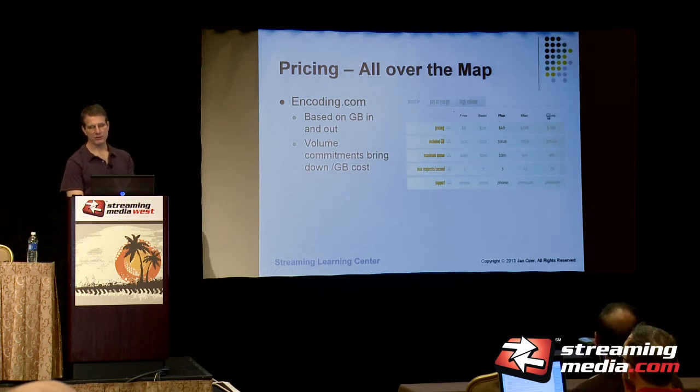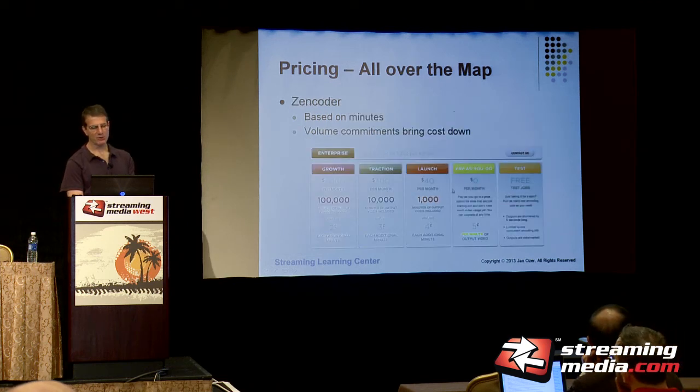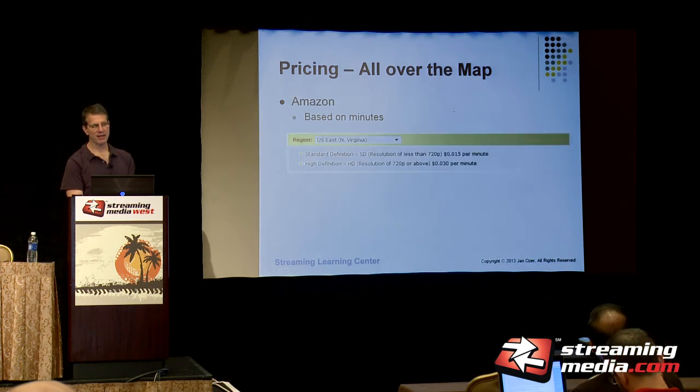You know, if you commit to $7.99 a month, your price per gigabyte drops. Here, if you commit to $2,000 a month, you're at 2 cents a minute. $40 a month, you're at 4 cents a minute. So pricing is going to vary based on commitment.